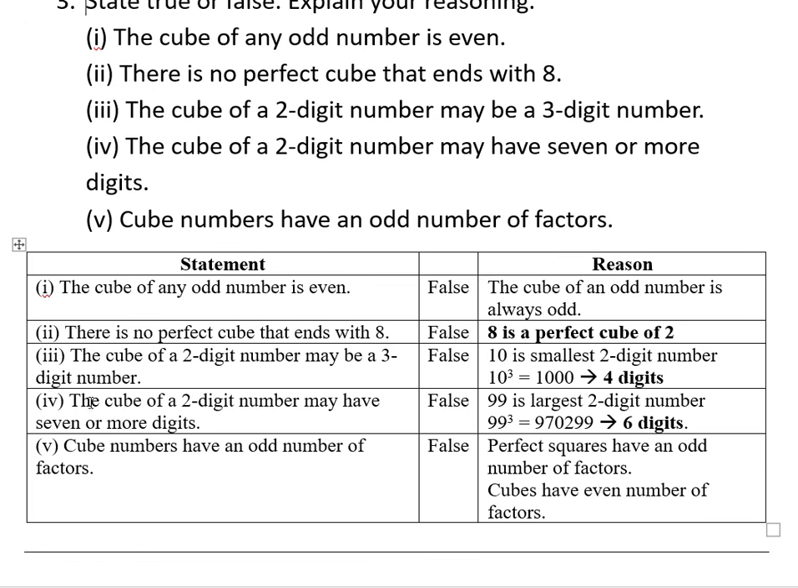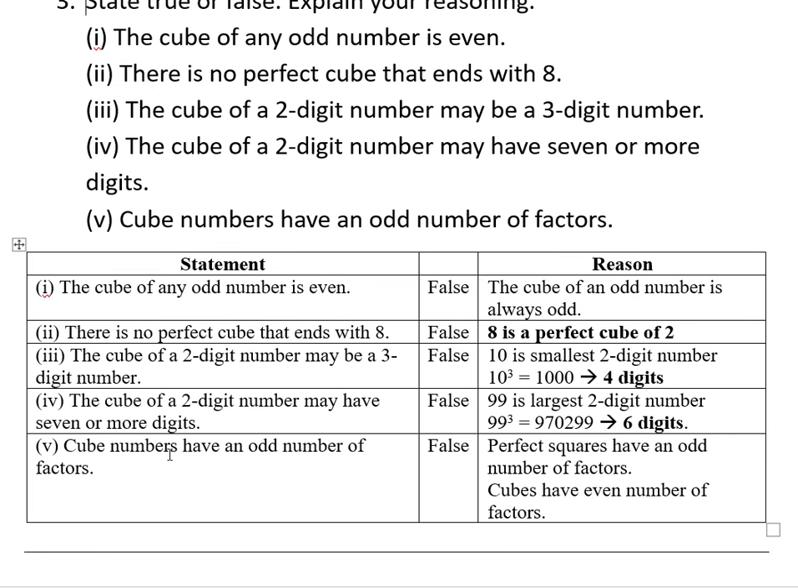The fourth statement is the cube of a 2-digit number may have 7 or more. What it means is 7, 8, 9, 10, any number it can be. That is what the statement means. So let's find the cube of biggest 2-digit number. The biggest 2-digit number is 99. And if you find the cube of biggest 2-digit number 99, we get 970299, which is a 6-digit number. And they're saying the cube of 2-digit number may be 7 or more. So in any case, it cannot be more than 6. That is why this statement is false.